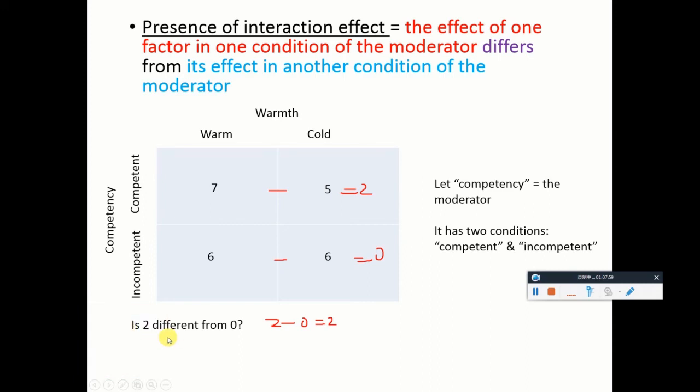So yes, when the effect of warmth in the condition of competent differs from the effect of warmth in the condition of incompetent, there is an interaction effect. So yes, warmth interacts with competency to influence Aaron's perceived friendliness. Okay, so that's how we work out whether or not there is an interaction effect given a 2x2 design.